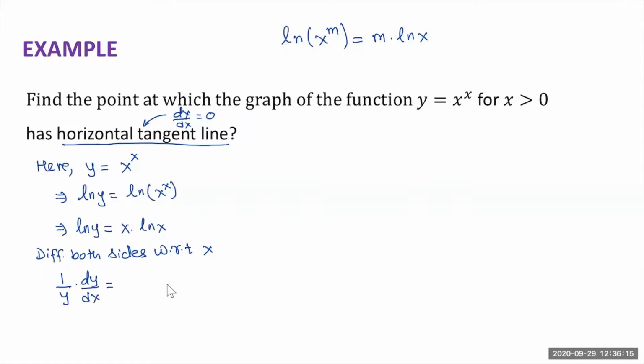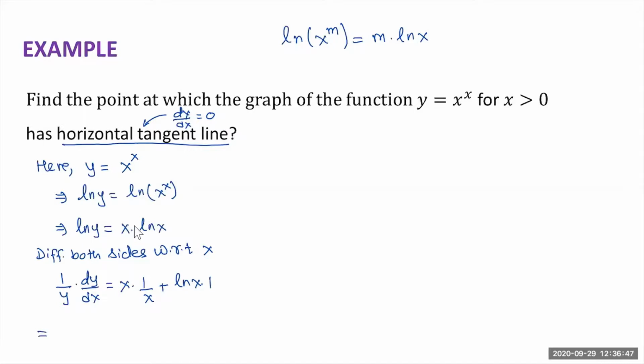That is equal to, on the right hand side, you have the product. So you'll use the product rule. Product rule says first function x multiplied to the derivative of second. Derivative of natural log x, we already know it is 1 over x. Plus the second function, your second function is natural log x, multiplied by the derivative of first, derivative of x is 1.